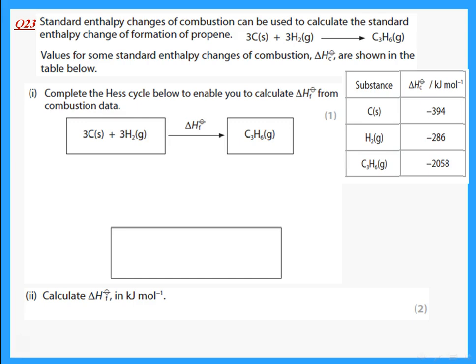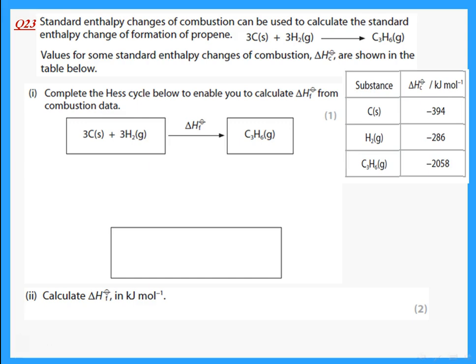Again, here it says the standard enthalpy changes of combustion can be used to calculate the standard enthalpy change of formation of propene. Values for some standard enthalpy changes of combustion are shown. Complete the Hess cycle below to enable you to calculate the delta H of formation of C3H6 from its constituents. So we have carbon plus hydrogen to give C3H6. We want to get the delta H of that reaction.